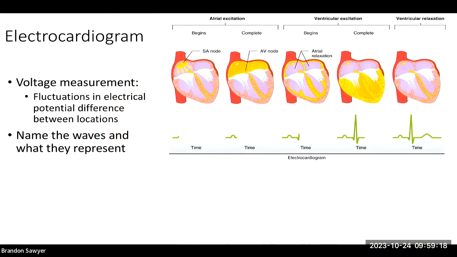We'll just do a basic intro of what's going on here first. So this is a voltage measurement. Anytime we're measuring voltage, that's the potential energy in electricity, meaning the difference between two different locations. What's that potential difference? So we're looking at charge difference between two locations. Let's see if we can label these here. What's this wave called? P wave. What does it represent? Atrial what?